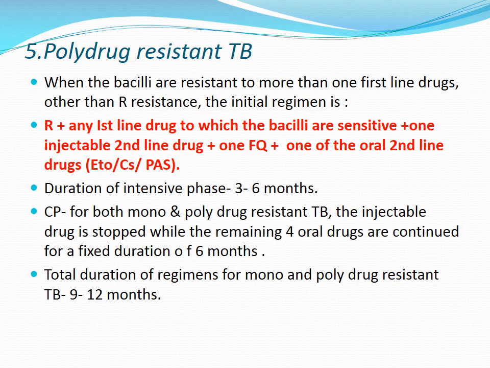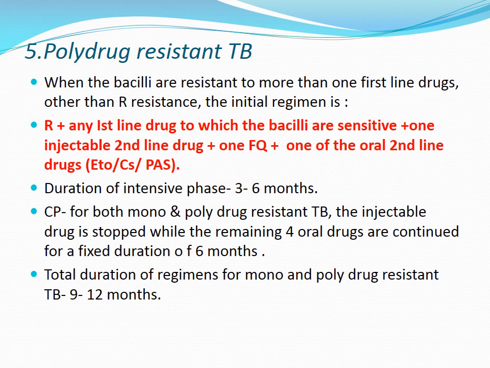So the duration of the intensive phase we have already seen, 3 to 6 months. Now what is the continuation phase? The continuation phase, for both mono and poly drug resistant, the injectable drug is stopped while the remaining 4 oral drugs are continued for a fixed duration of 6 months. समझा? The injectable second line drugs are kanamycin, amikacin and capreomycin, that we have to stop and then we can continue with the remaining 4 drugs in the continuation phase. Okay?